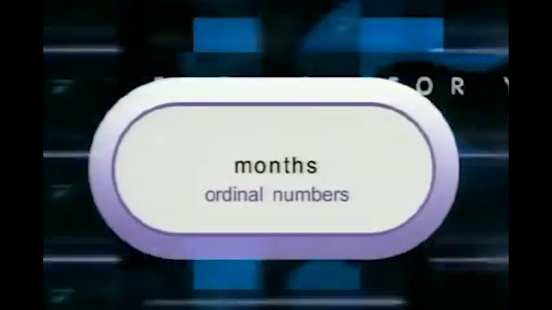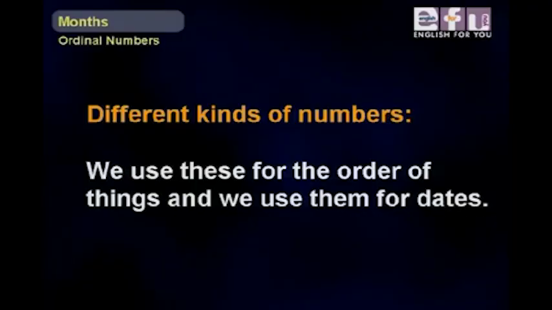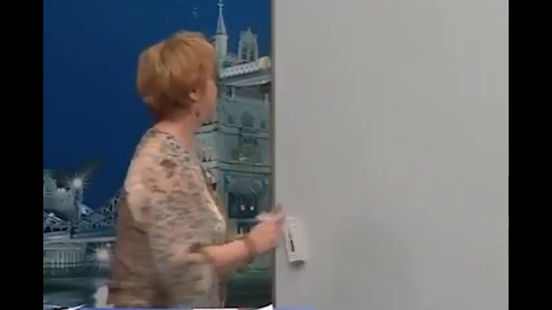Months, ordinal numbers. Now we're going to talk about different kinds of numbers that we use for the order of things and for dates. This is important. Different kinds of numbers. We use these for the order of things and we use them for dates. All right, here we go.